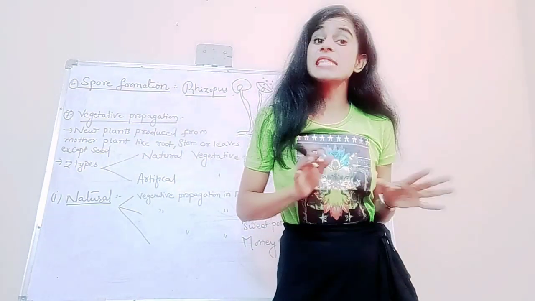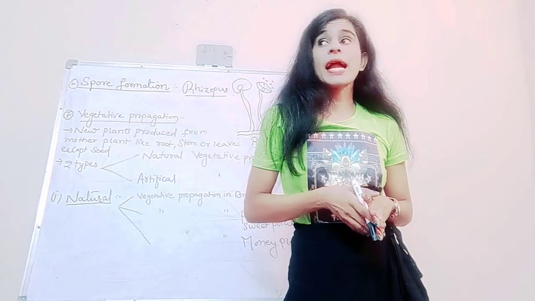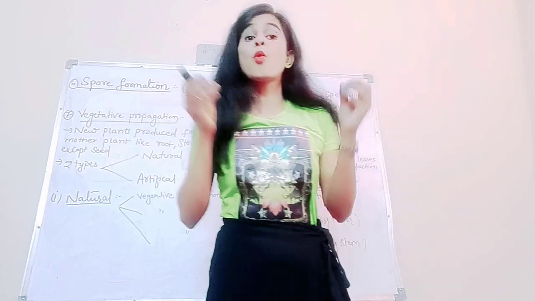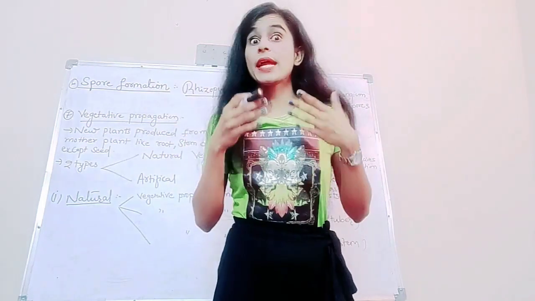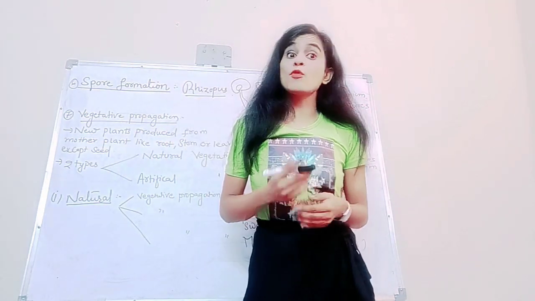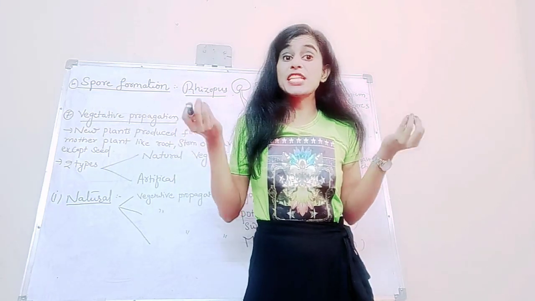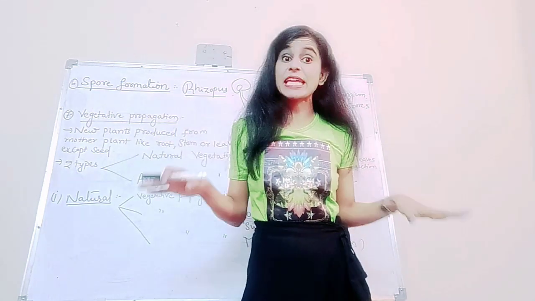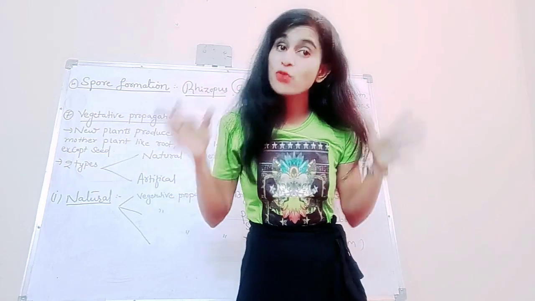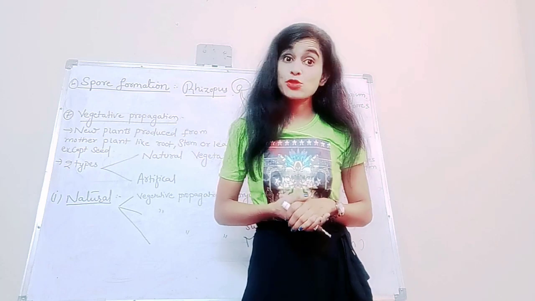Yes guys, asexual reproduction by spores. So I told you that whenever you keep wet, moist bread for at least 1 week inside a cupboard, after 1 week what are you going to observe? A white crystalline powder or blackish powder over the bread. That is nothing but a fungus, and that fungus is called rhizopus, and rhizopus fungus reproduces asexually by spores.